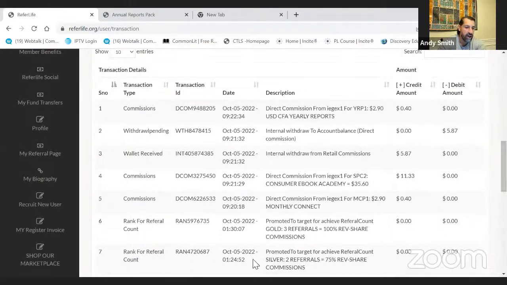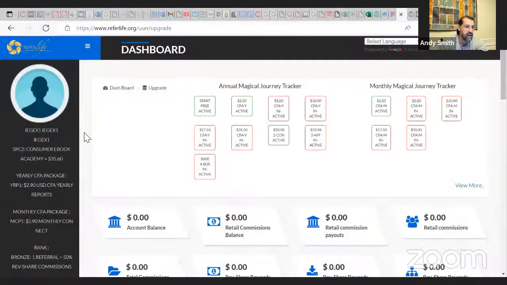Okay, so now I'm going to go over here and look at this one because I told you guys to wait for a little second, and then I'm going to show you, because everything was red. Remember that everything was red in this account, the IEG EX1. Now look at it. This one's green, this one's green, this one's green. Ramon got 40 cents off of this upgrade, 40 cents off of this upgrade, and 1133 off of this upgrade. It's that simple.